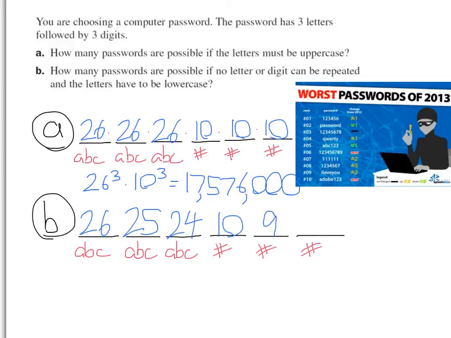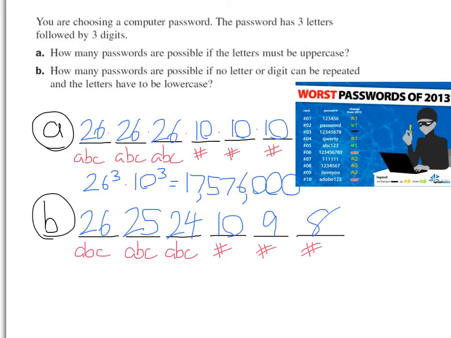So let's say I choose 5 and then I choose 2. Well, now 5 and 2 are gone. I can't use them again because I can't repeat. So for my third digit and final character in my password, I can only have 8 to choose from because I can choose 10 minus 2. I've already used 2 of my digits.